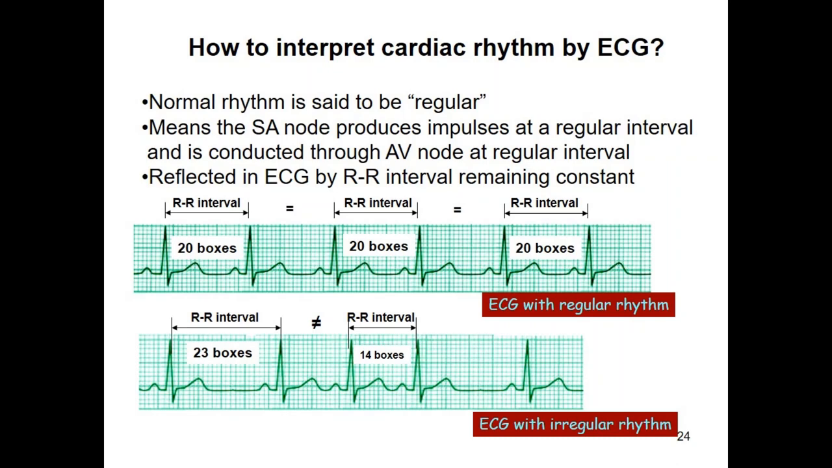Look at this ECG, the RR interval is varying. Here it is so much, this is very less. They're not equal, each is not equal to the next. This is an irregular rhythm. This ECG is obviously abnormal. Irregular cardiac rhythm is an abnormality. Again, unequal RR interval.